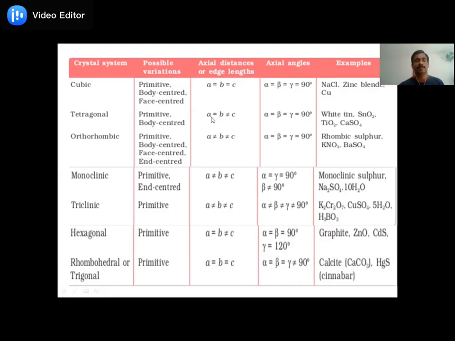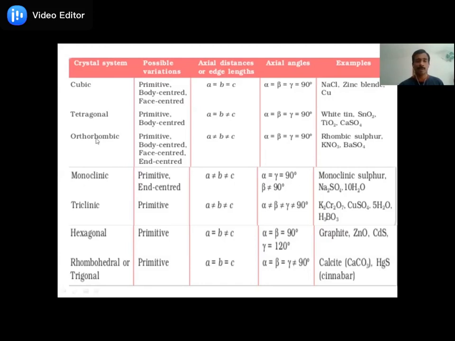If length and breadth are equal, its height will be a different distance. If length and height are equal, breadth will be a different distance. That is, A is equal to B, not equal to C. Alpha, beta, gamma equal to 90. Examples: titanium dioxide, TiO2; white tin; calcium sulfate.